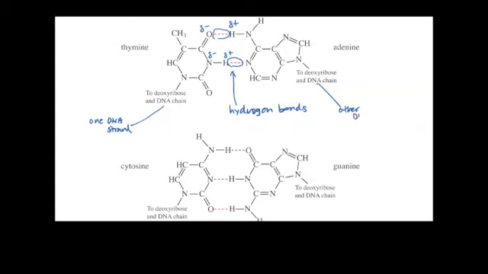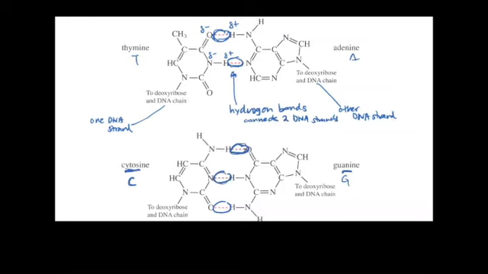So there's two DNA strands that are involved in the hydrogen bonds, and that connects two DNA strands. So for cytosine and guanine, there are three hydrogen bonds. So adenine and thymine, this is T and A, those are two hydrogen bonds, and cytosine and guanine, that's C and G, that has three hydrogen bonds.